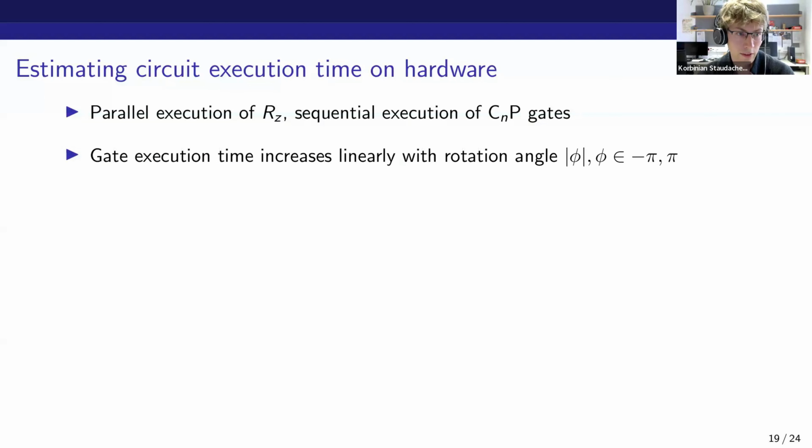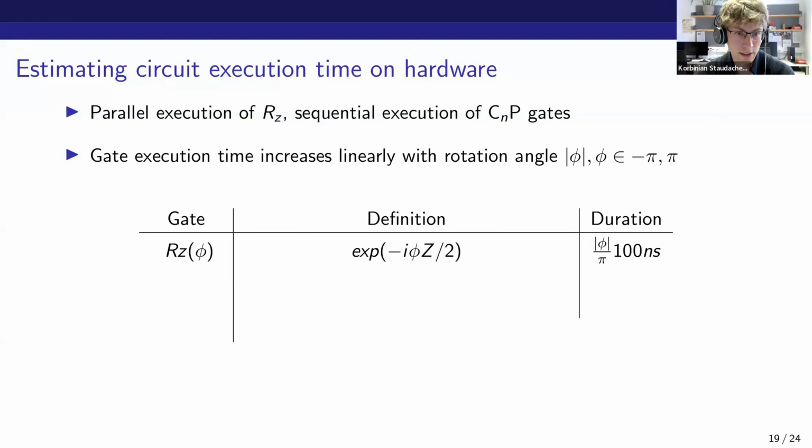As a next step, we assumed that the gate execution time, for the RZ, the global rotation and the controlled phase, increases linearly with the rotation angle. So the smaller the rotation angle we actually rotate on hardware, the better.